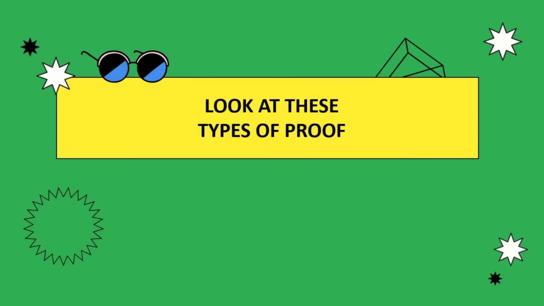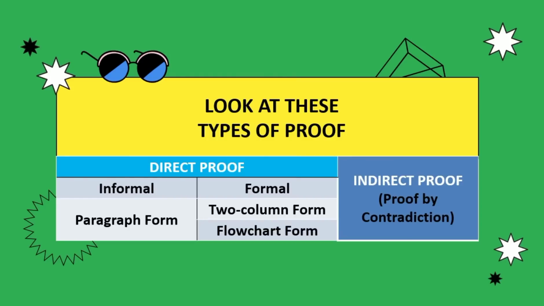Okay. So, look at these types of proof. I have here a table para mas madali nating maintindihan ang classification, the ways, and the types of proof. Okay? So, meron tayong dalawang types. Meron tayong direct and indirect. So, ano bang pagkakaiba nitong dalawa? Mamaya, ipapakita natin sa mga examples natin. So, under direct proof, dito papasok si informal at si formal. Okay? So, sa direct proof, papasok si informal kung saan ginagamitan ito ng paragraph form.